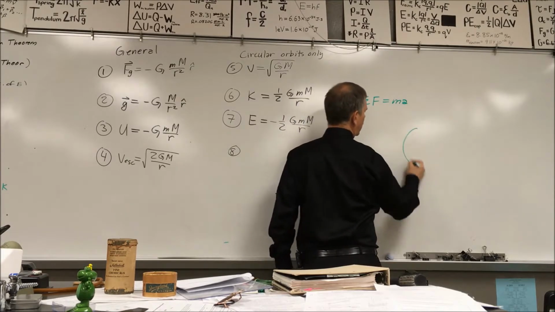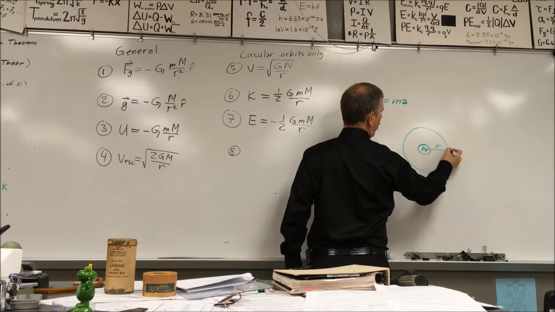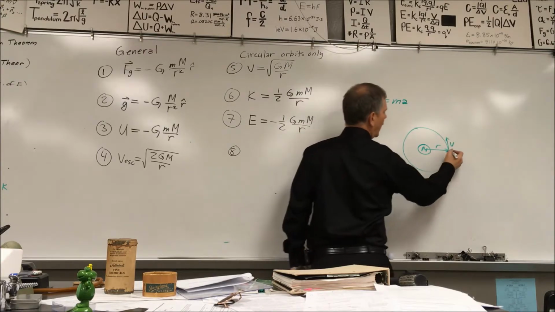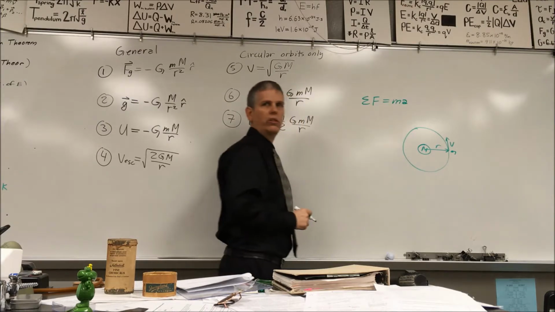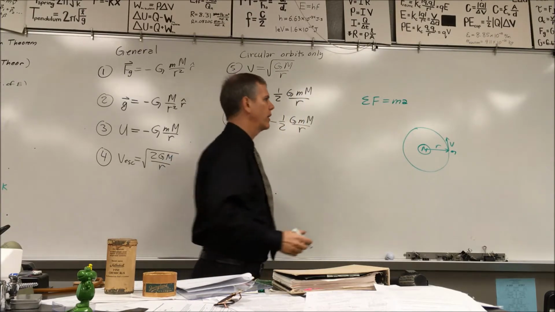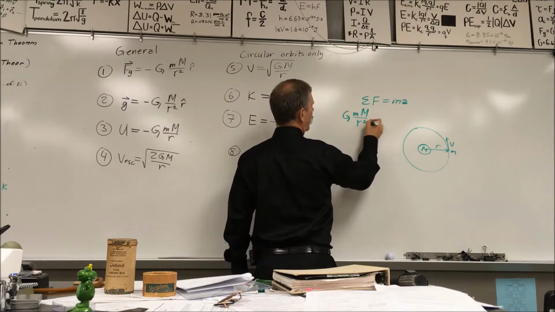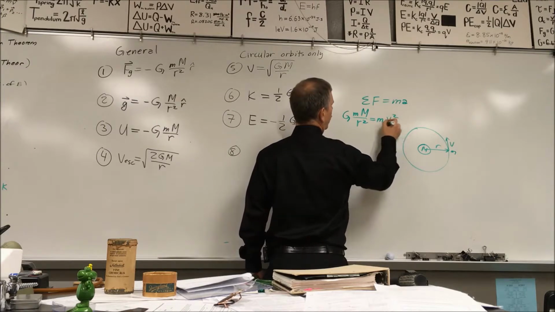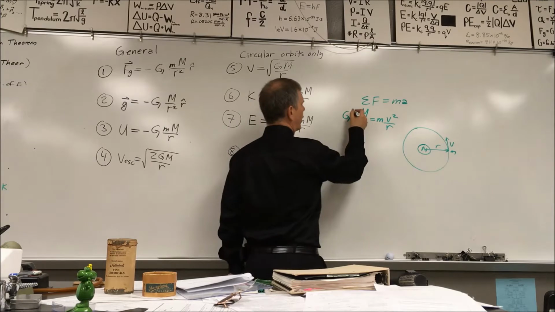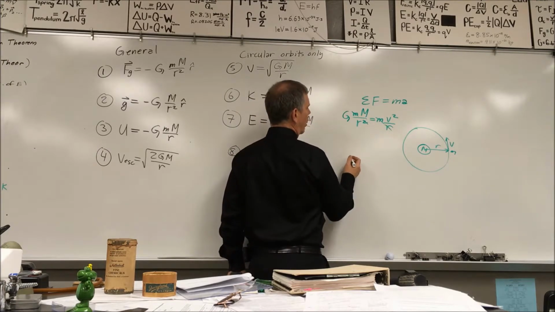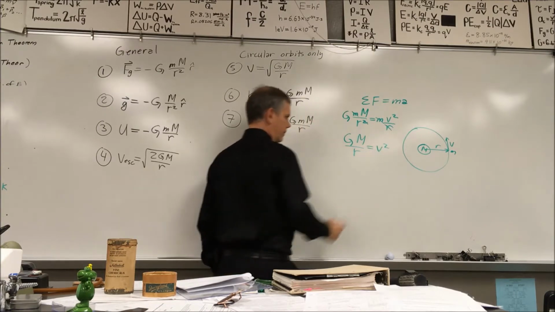And let's say we have an object in a circular orbit again, and make it easy, we'll say that's M, that's R, and it's moving with a velocity V, and it has a mass of little m. Well, my force that holds it there is gravity. So we have big G, big M over R squared equals m V squared over R, and you'll all say, we've done this already. All right, well, let's simplify. We get rid of the m's, we get rid of one of the R's, and we get G M over R equals V squared.